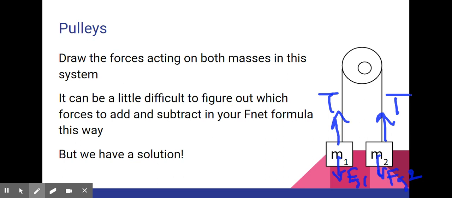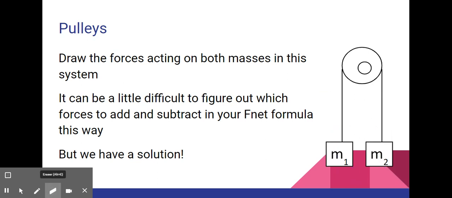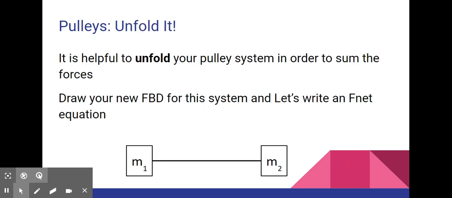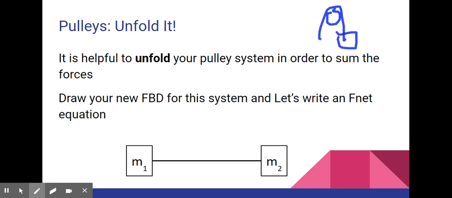Okay? So we have this problem, and it's kind of difficult to figure out which forces to add and to subtract in your F-net formula just because of the orientation of the system. But we have a solution, a way to make this easier for you. So what we're going to do is unfold this pulley system. We're going to pretend like we've got our pulley here and our two blocks, and we're unfolding it up this way. And we're going to move our forces so that they are kind of bent this way.